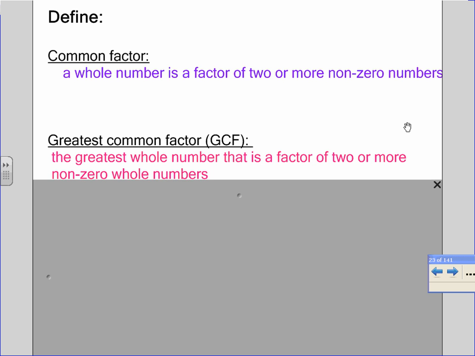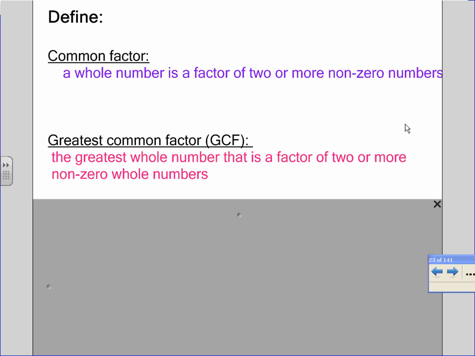Okay, GCF, greatest common factor, as Charles said. The greatest whole number that is a factor of two or more non-zero whole numbers, commonly referred to as GCF. When you take the SATs in high school, this is a big part of it, and LCM, but you'll see it with monomials.